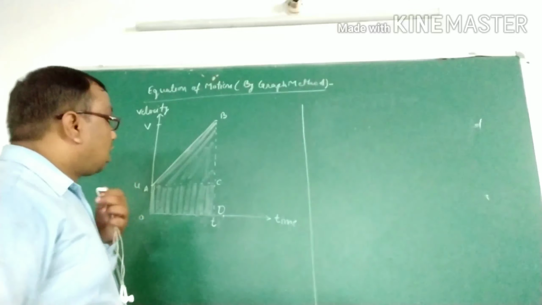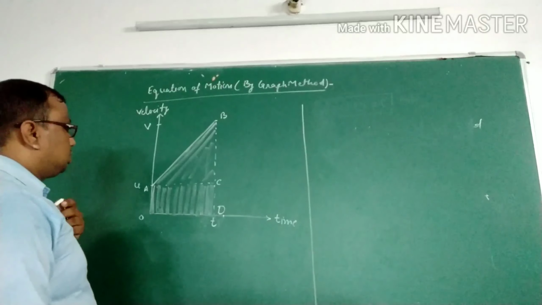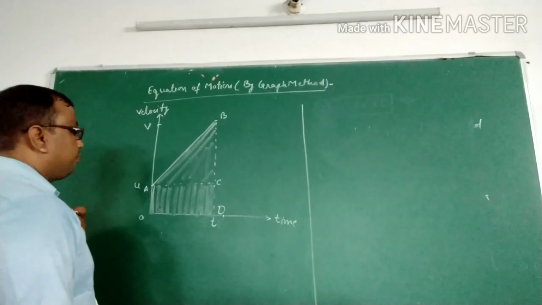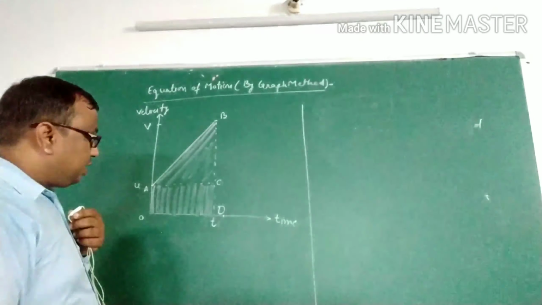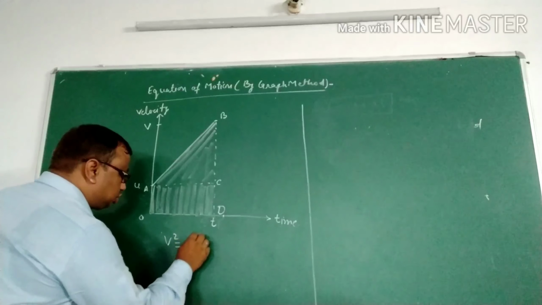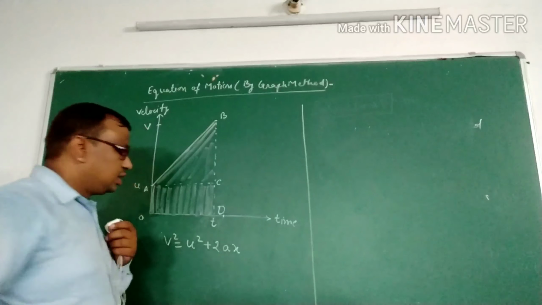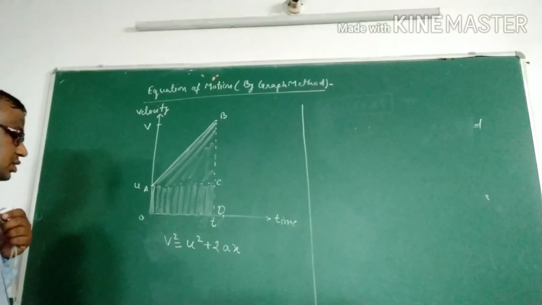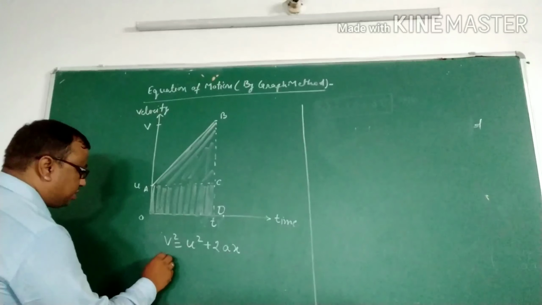Okay. Now we have to find the third equation of motion. Clear? To find the third equation, we need v square is equal to u square plus 2ax. Here is the relation between position and velocity. To find this equation, we have to take the area of the trapezium.